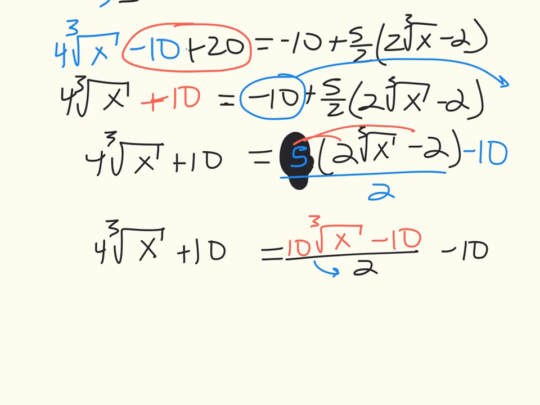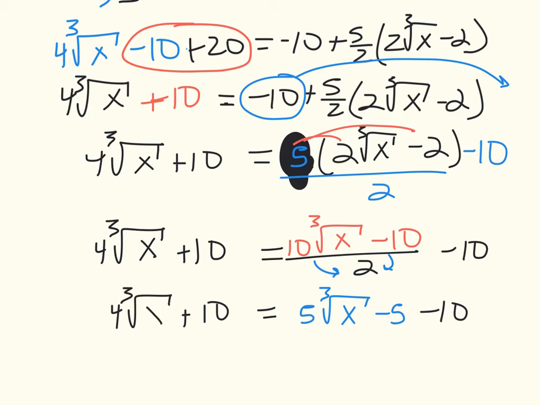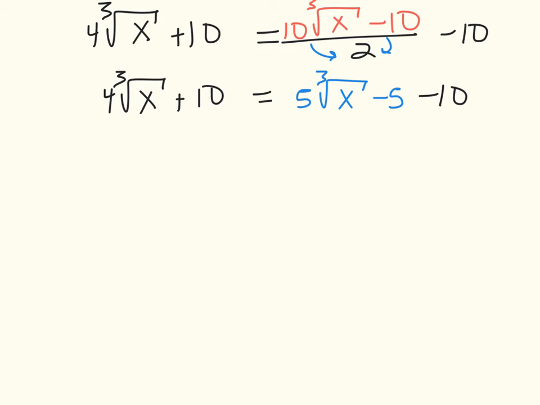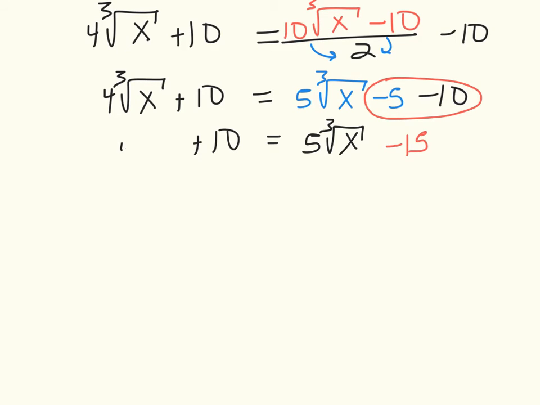My next step is going to be to divide by 2. Took this divide by 2, and now I'm doing it there. And that gives me 5 third roots of x minus 5. And everything else is the same. -10 equals everything else already written down in that problem. I'm not even worried about the left side because I still have to combine things here on the right side. -5 minus 10 is -15. So I've got 5 third roots of x minus 15 equals, and everything else there.